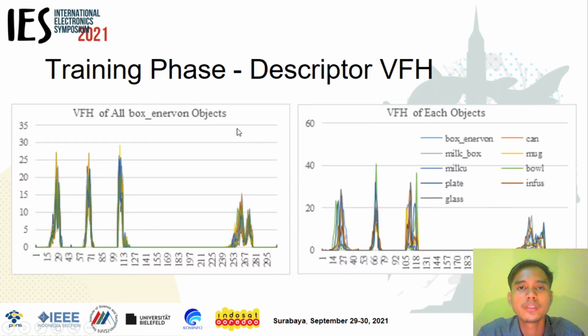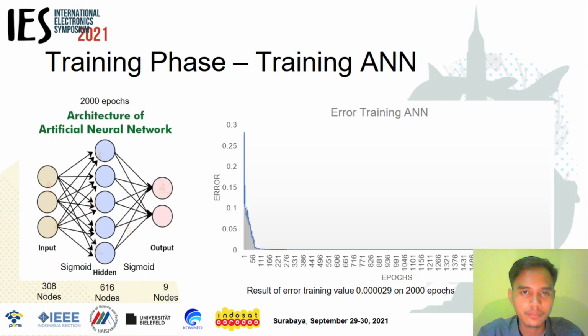Next, we extract the feature of each object in the dataset using the viewpoint feature histogram. In the left image is the result for the box of earphones only, and the histogram looks similar. In the right, we have a VFH of each object, and they look very different, and this is good enough for machine learning to recognize. Next, we train with the artificial neural network.